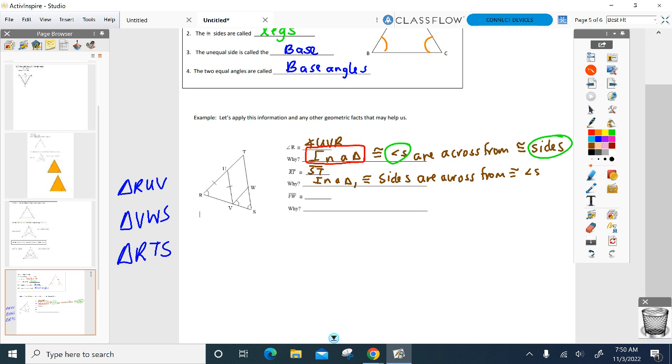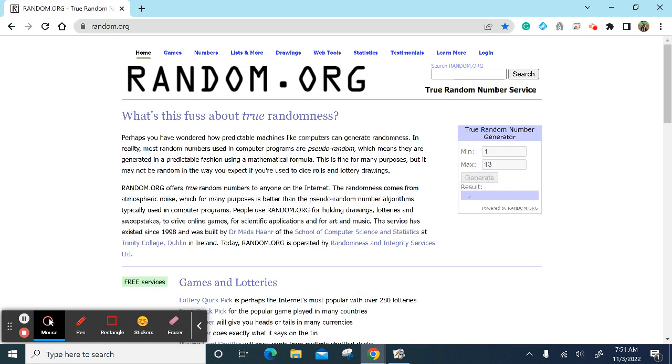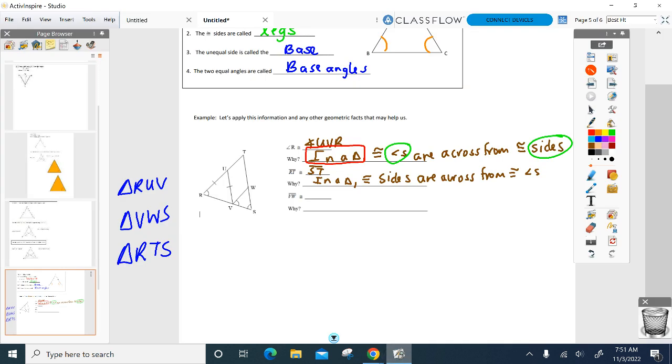And then one more. How about side VW? Look at that isosceles triangle now. VW and WS. Good work. All right, so look for two sides or two angles in the same triangle, and the sides or angles opposite will be equal. All right, any issues?